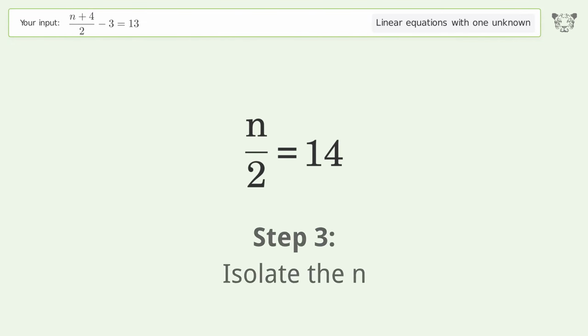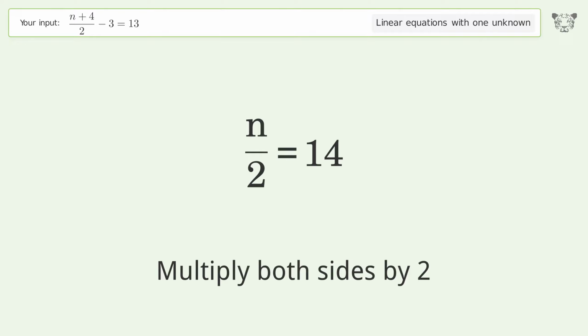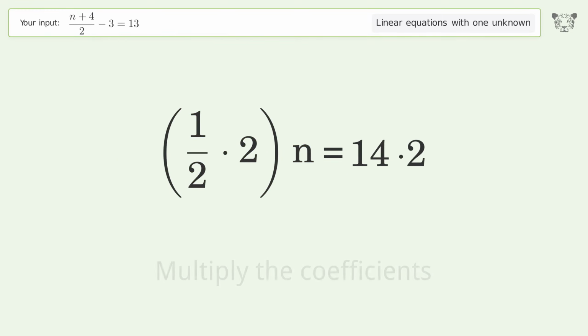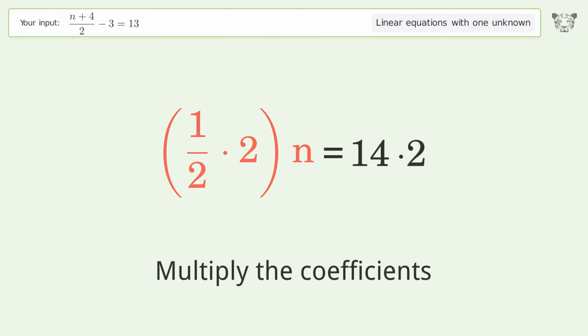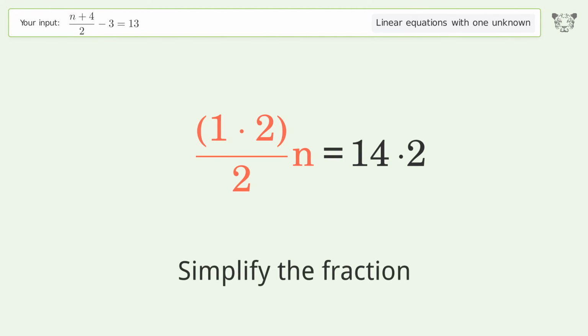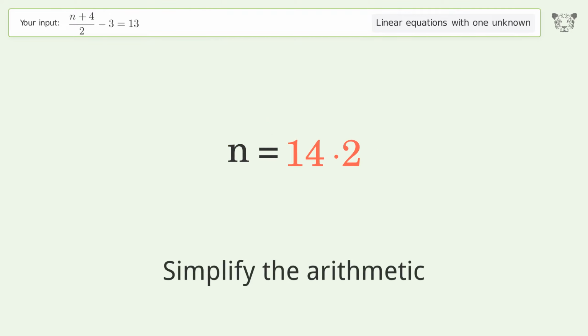Isolate the n. Multiply both sides by 2. Group like terms. Multiply the coefficients. Simplify the fraction. Simplify the arithmetic.